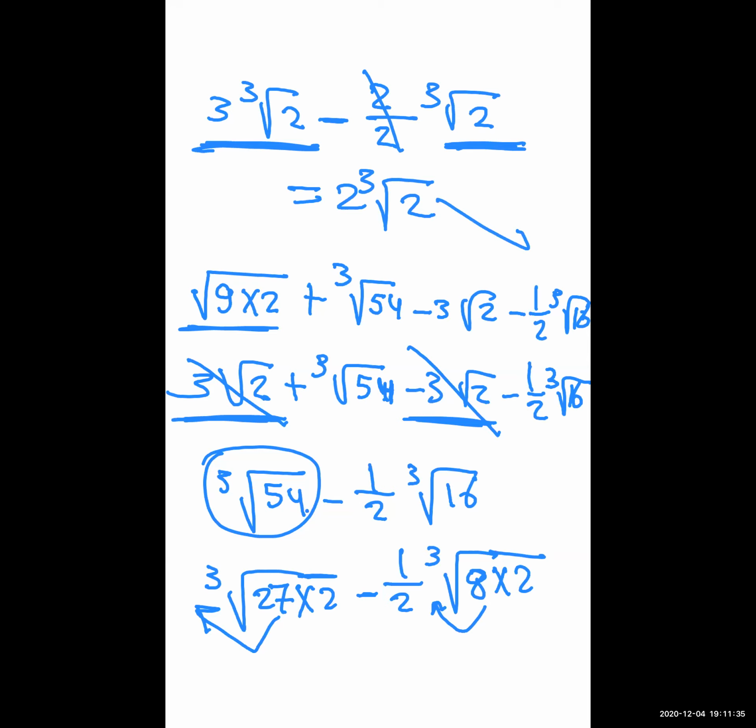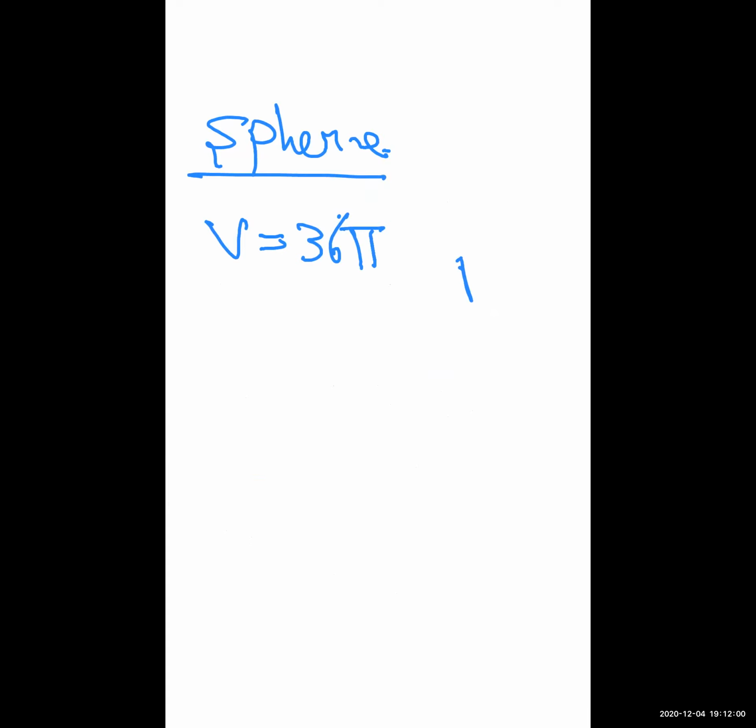Okay, very good. Then the next question, letter B on question 3. A sphere, its volume is 36π, calculate its area. Sphere, its volume is 36π, I want to get its area.